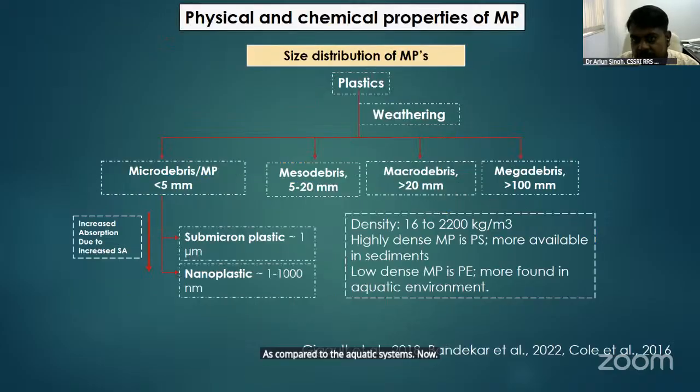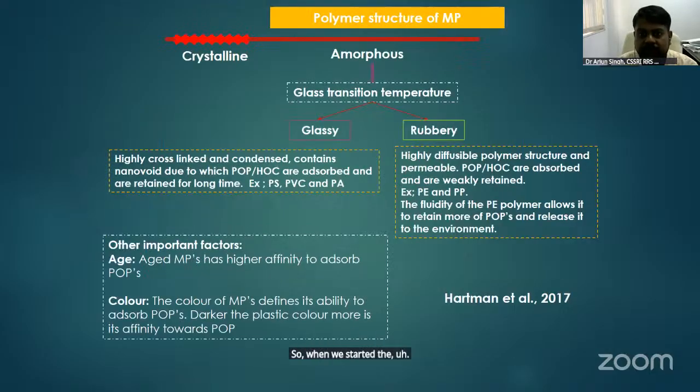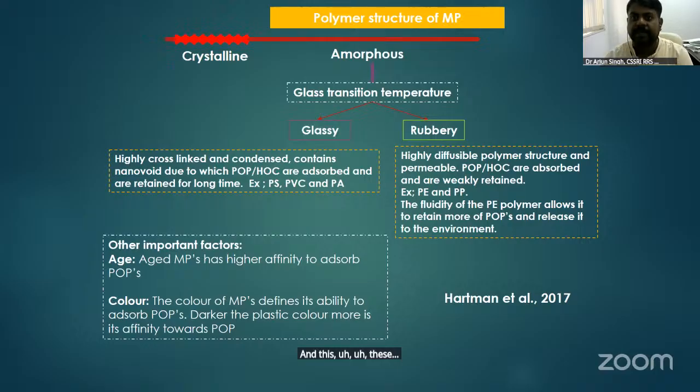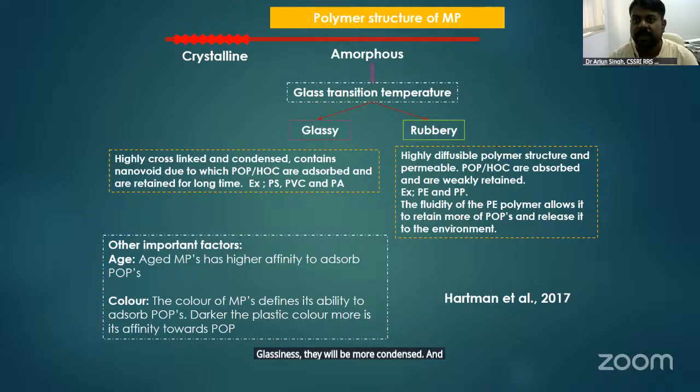Now, since we say that plastics are inert, how come they add to the pollution of our ecosystem? When we studied their polymer structure and features, we found that plastic polymers have a crystalline and an amorphous region. When heated to a certain temperature, changes in the cross-linking in the amorphous region are observed. They can change into glassy or rubbery types. Glassy means they will be more condensed, and rubbery means they will have a diffuse kind of structure.